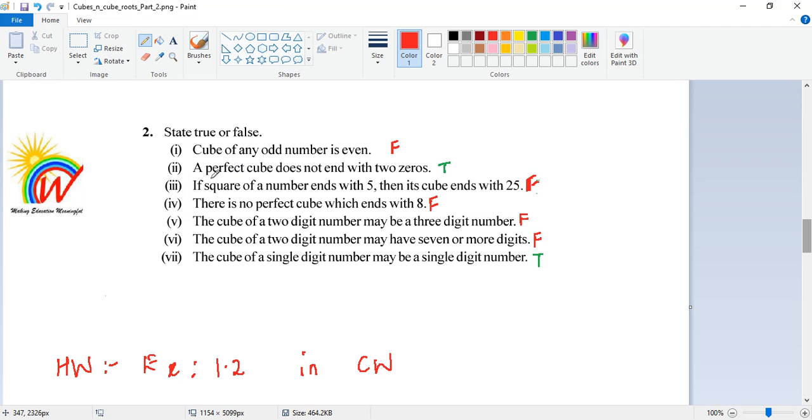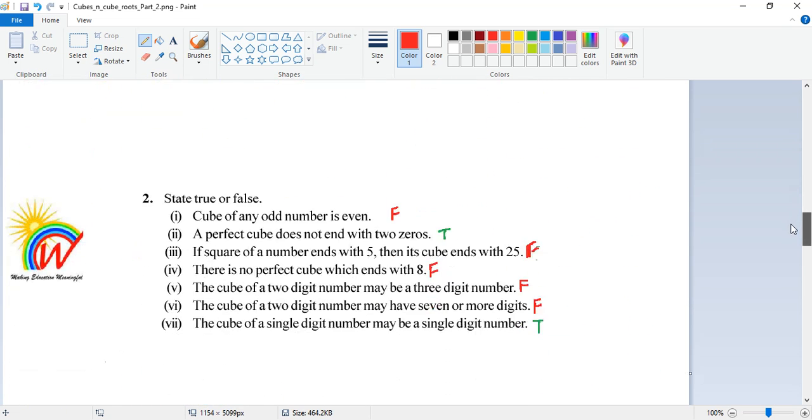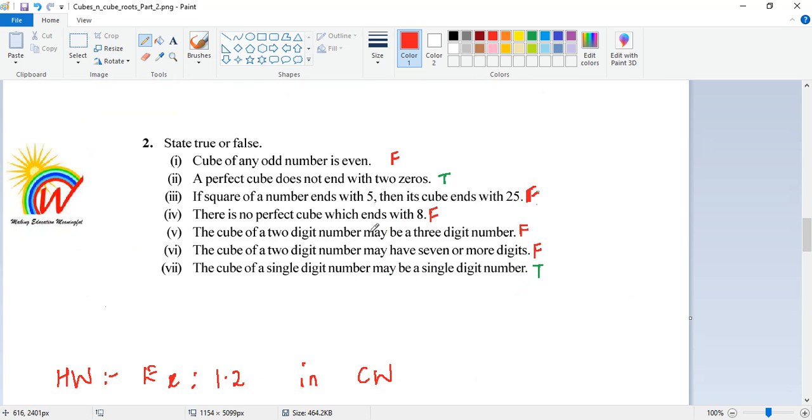The next question says a perfect cube does not end with 2 zeros. As I told you, it is supposed to have 3 zeros, right? It can't end with 2 zeros. If it ends with 2 zeros, then you can't take out the cube root of that particular number. It has to be 3 zeros, okay? So this is true.